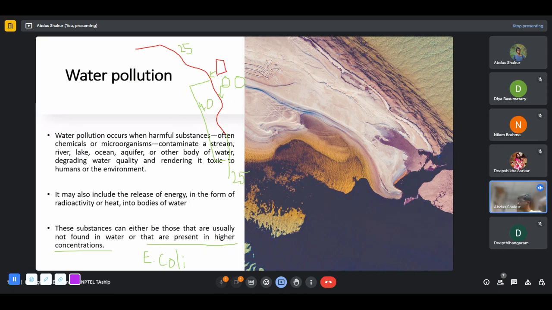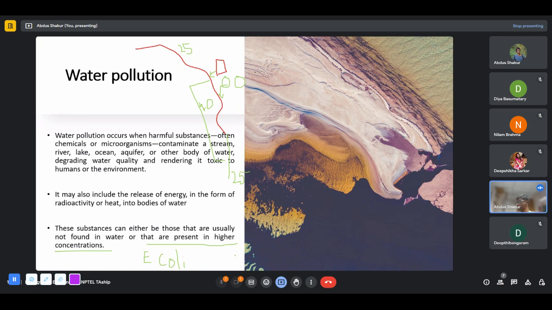It's the same thing with metals. Last session we were talking about arsenic or fluoride in the water, which are generally present at certain low concentrations. But once the concentration gets higher, we say the water has been contaminated with fluoride because of its high concentrations. So yeah, that's the thing with defining water pollution.